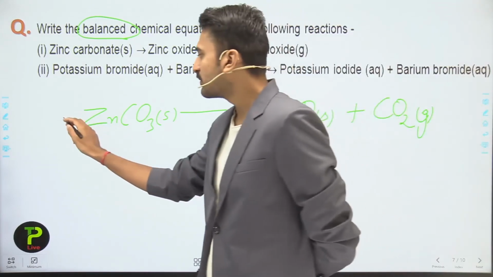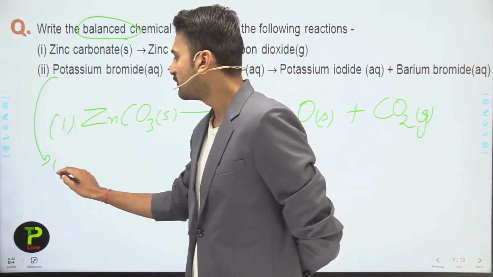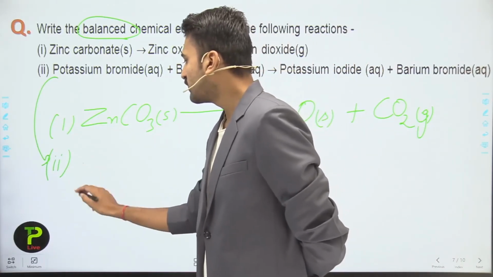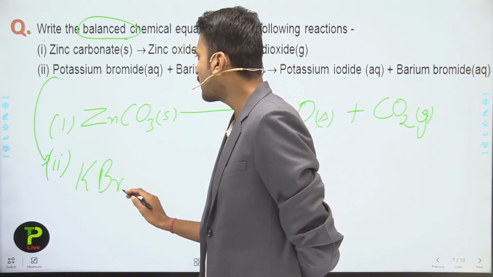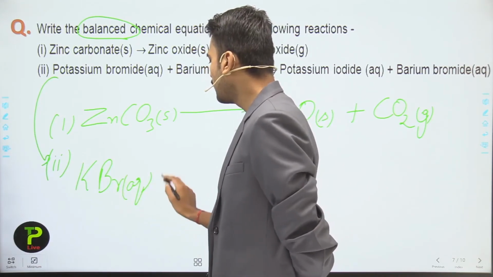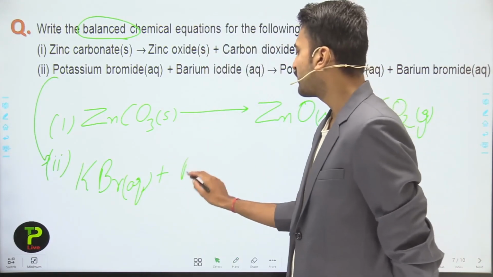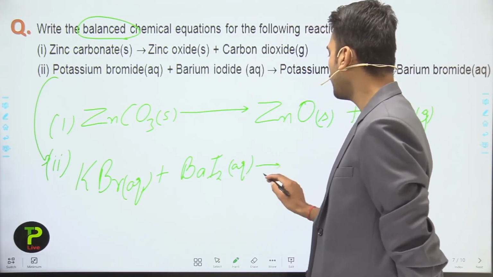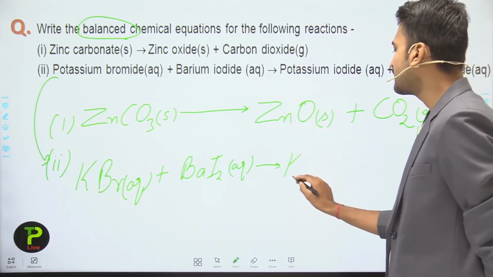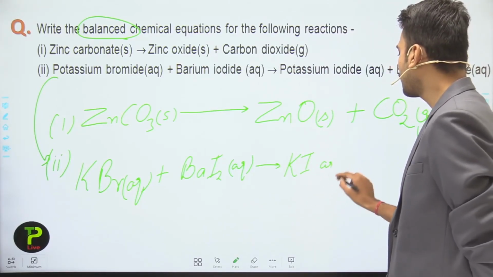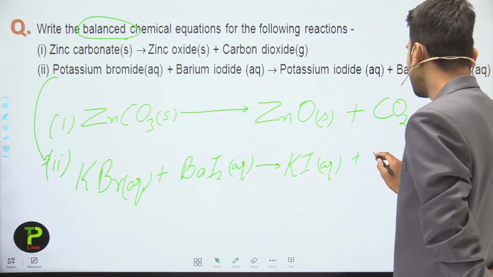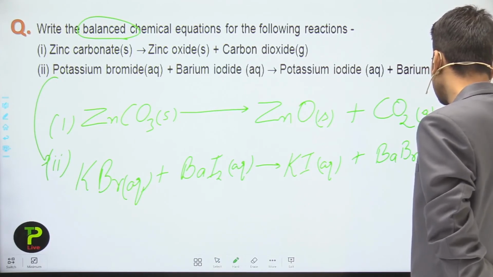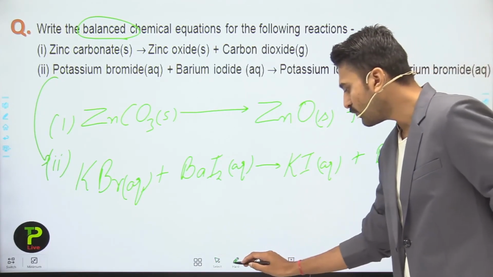Now writing the second part. For the second part you are given potassium bromide. The formula for potassium bromide is KBr, in aqueous form. When it combines with barium iodide, that is BaI2 in aqueous form, it forms potassium iodide, that is KI in aqueous form, and barium bromide, that is BaBr2 in aqueous form.